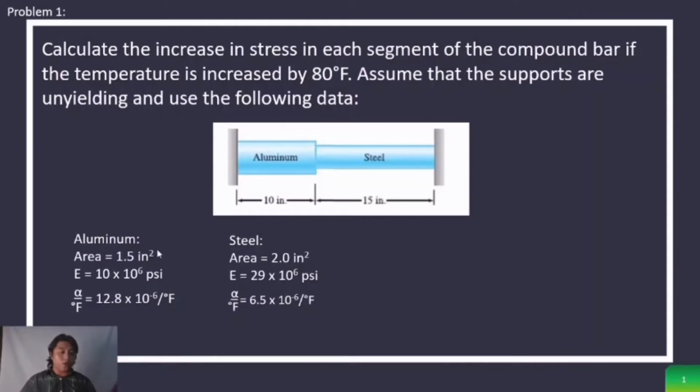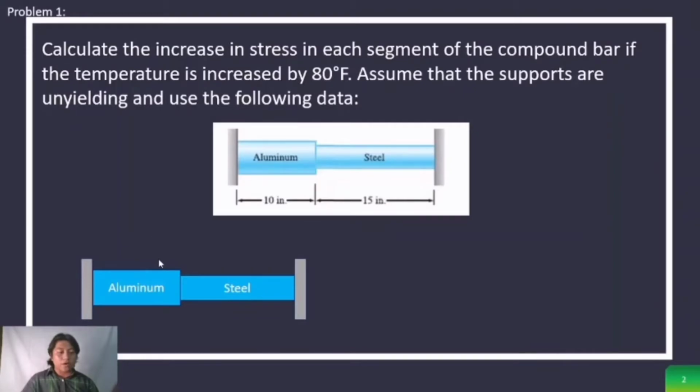The given, the aluminum has an area of 1.5 inch squared and modulus of elasticity is 10 times 10 to the power of 6 psi, and the coefficient of thermal expansion per degree Fahrenheit is equal to 12.8 times 10 to the power of negative 6 per degree Fahrenheit. And the steel having an area of 2 inches squared and elasticity of 29 times 10 to the power of 6 psi and having a coefficient of thermal expansion per degree Fahrenheit of 6.5 times 10 to the power of negative 6 per degree Fahrenheit.